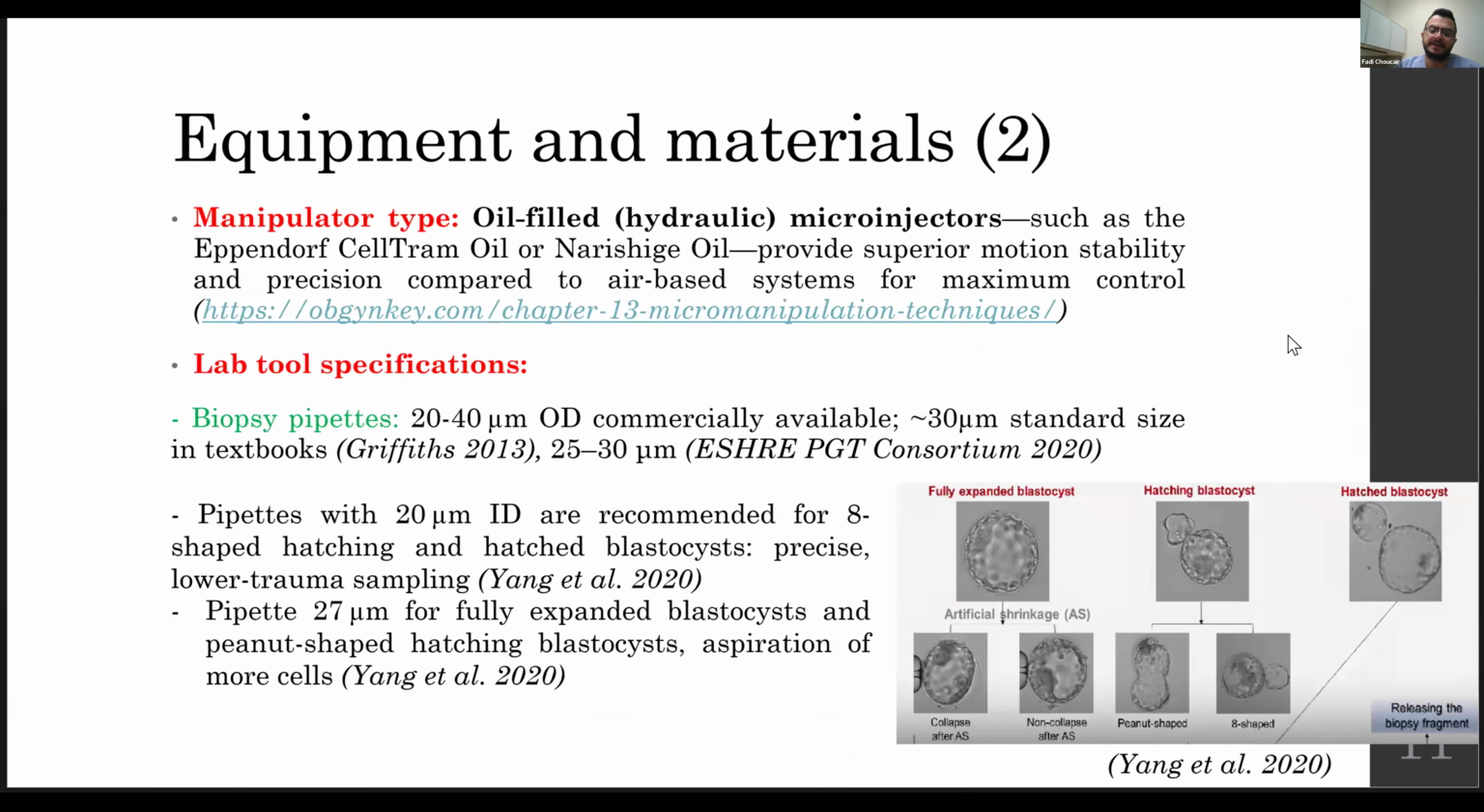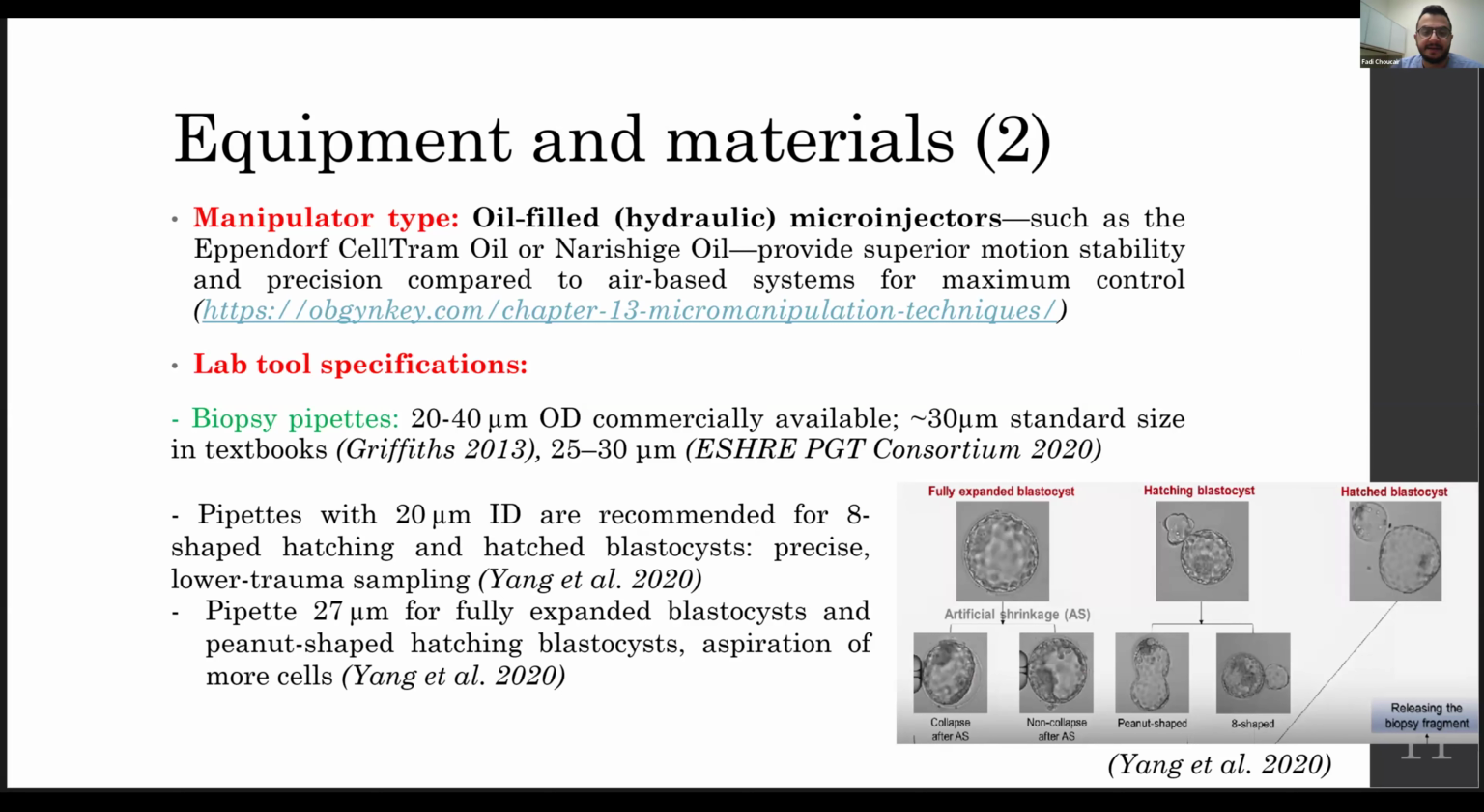Beyond the laser system, the micromanipulation setup also plays a critical role in trophectoderm biopsy precision. For the micromanipulator type, oil-filled microinjectors offer superior motion, stability, and control compared to air-based systems, ensuring maximum precision during biopsy procedures. Now, let's move to the lab tool specifications, the pipettes.